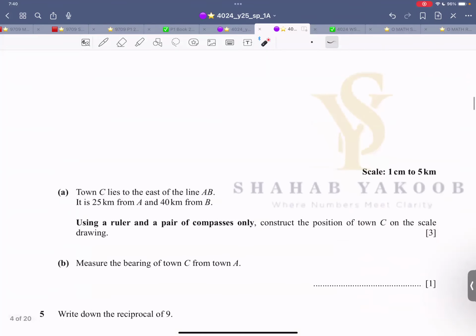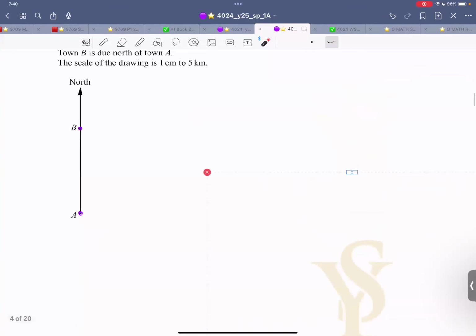And then it says town C lies to the east of line AB. So this is the line AB. Let me just remove this. So now let me do one thing. Let me just remove these two and let me draw this line like this.